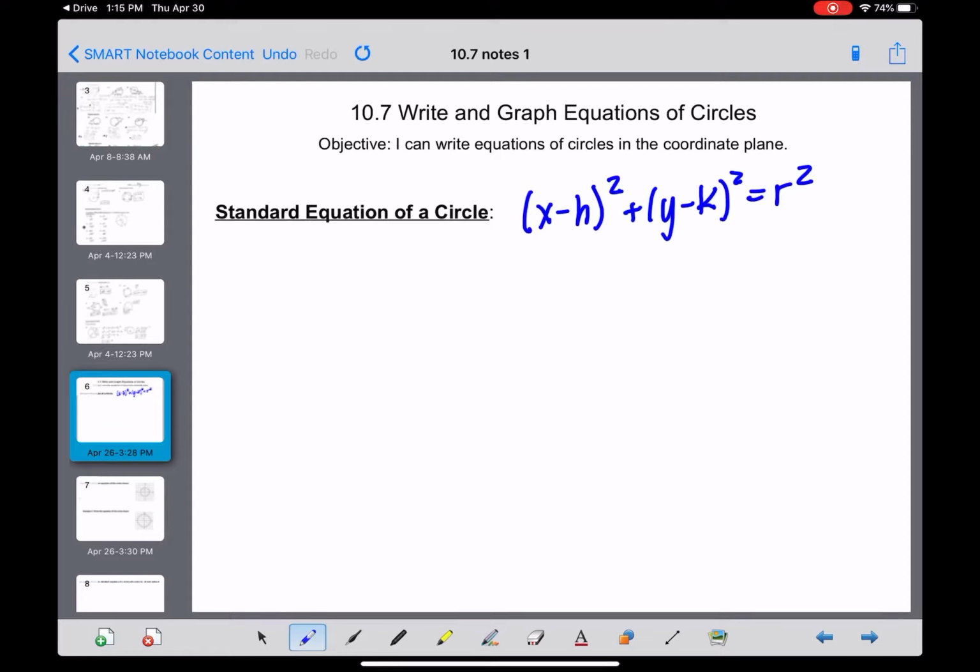It's like y = mx + b. You have to find m and b. On this one, you have to know what h, k, and r are before you can write the whole equation. So (h, k) is the center, and then r is the radius.